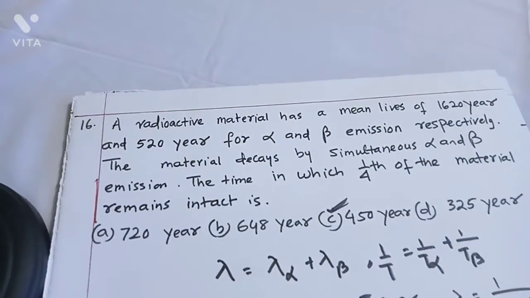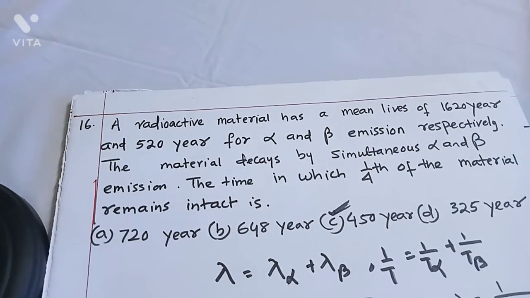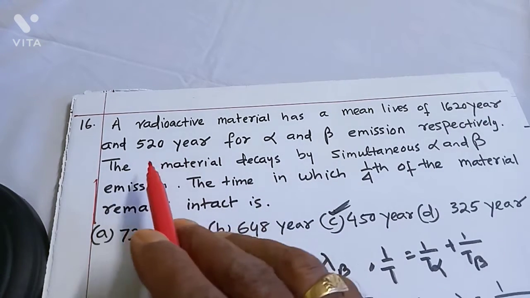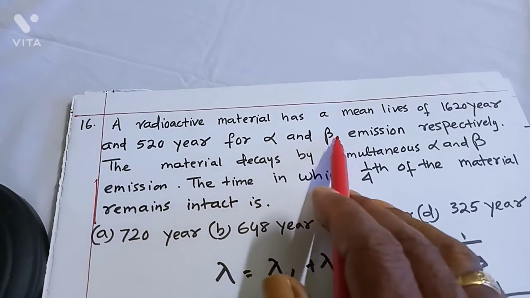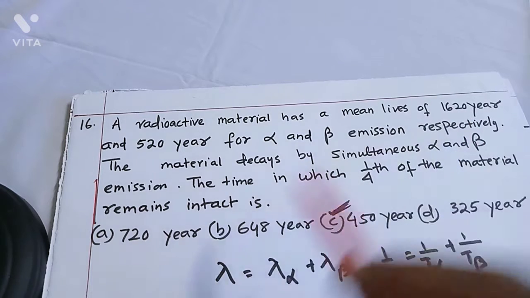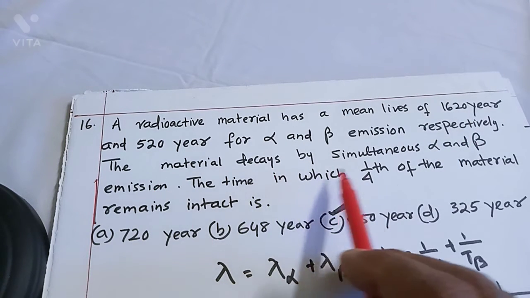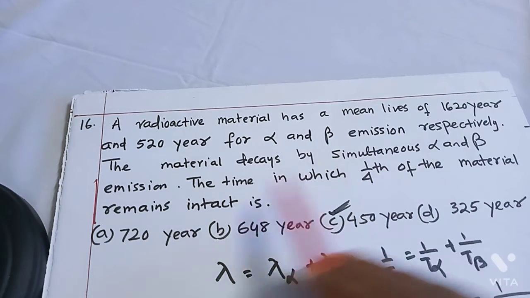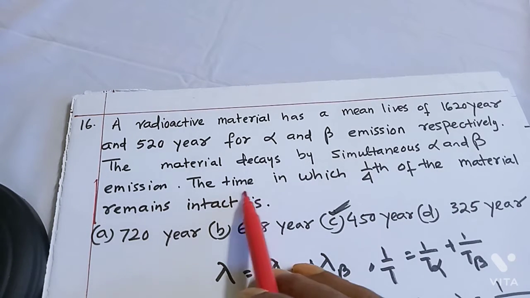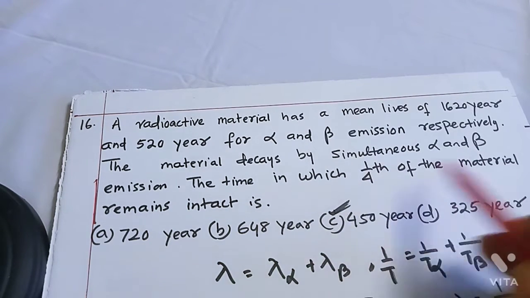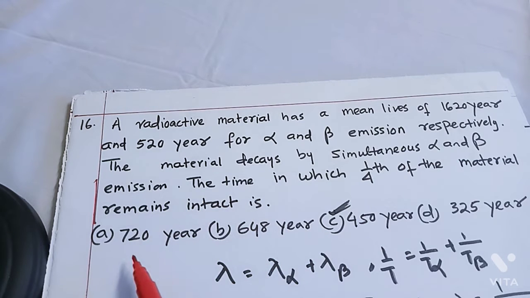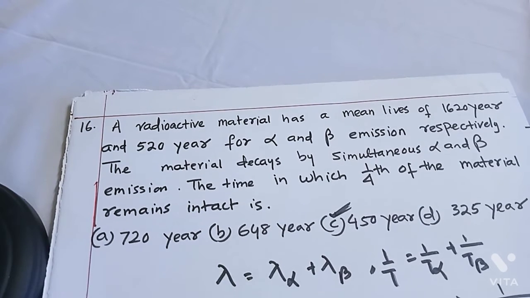Next question. A radioactive material has a mean life of 1620 years and 520 years for alpha and beta emission respectively. The material decays by simultaneous alpha and beta emission. The time in which 1/4 of the material remains intact is 720 years, 648 years, 450 years and 325 years.